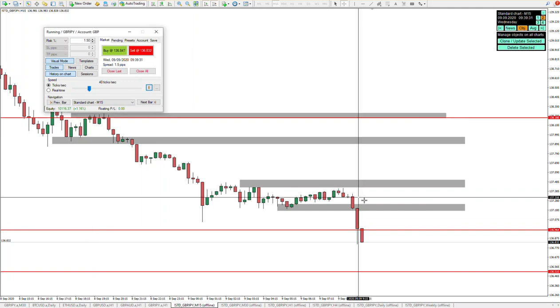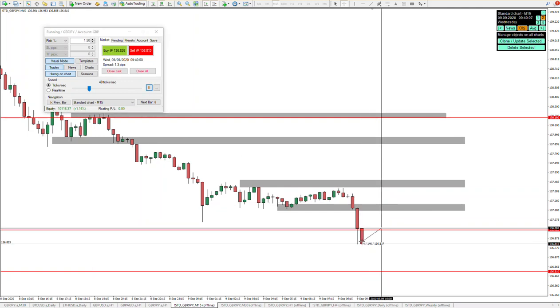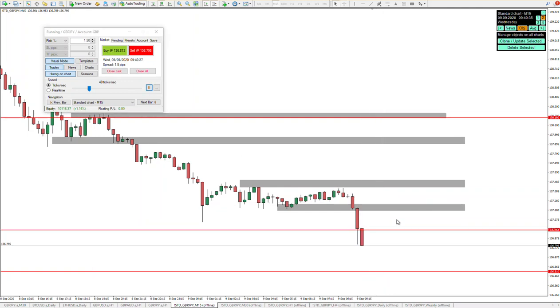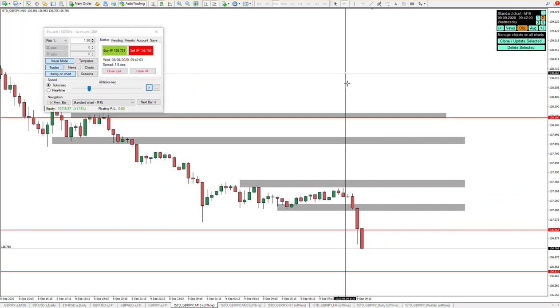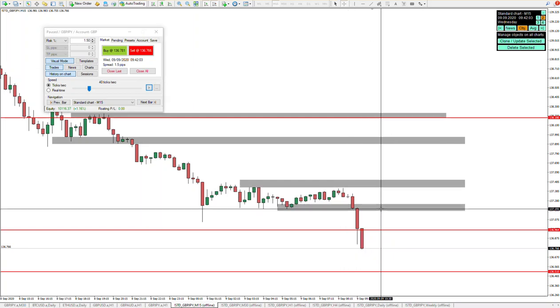Well, here I really doubt if that 17 pip wick fill was something to expect. Probably yes. Probably yes. Now I feel I missed the trade. But no. No. No.